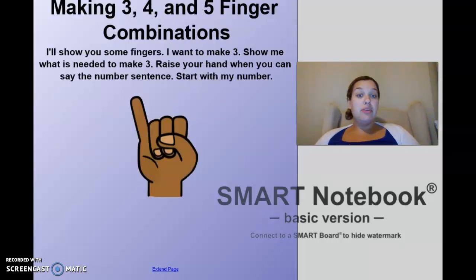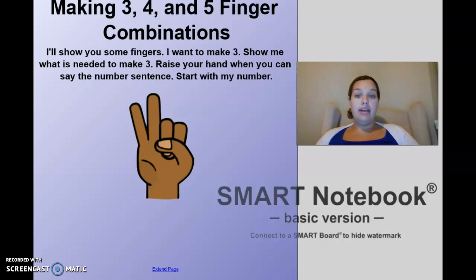We're going to make numbers 3, 4, and 5 with our finger combinations now. So I want you to make the number 3. Can you put up one finger? And then how many more do I need to make 3? So count up with me, but get your other hand ready. 1, 2, 3. How many do I have in this hand? 1. How many do I have over here? 2. So 1 and 2 make 3. Say it with me. 1 and 2 make 3.